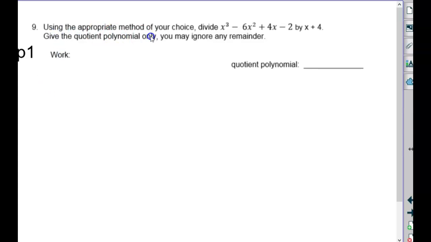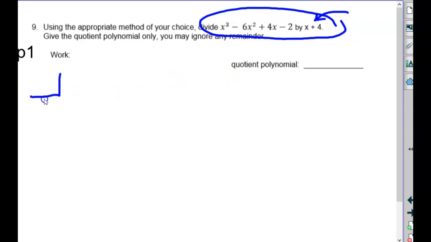Number 9, use the appropriate method of your choice. Divide this by this quantity. Give the quotient polynomial only. You may ignore any remainder. Okay, can I do synthetic here? How come? Okay, but we got to be super careful because some of you make little mistakes here. What goes in the little box? The 0, right, so -4. And do we need any 0 placeholders? 1x cubed, -6x squared, 4x, and -2.